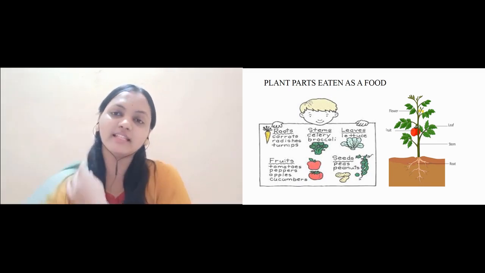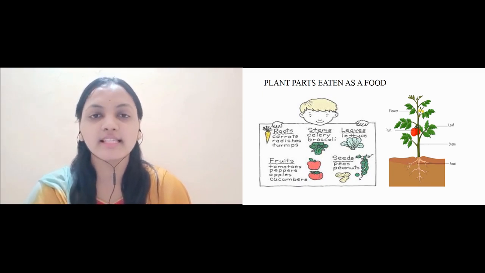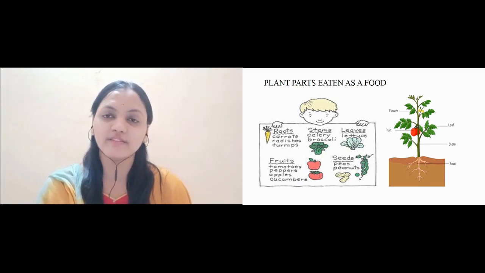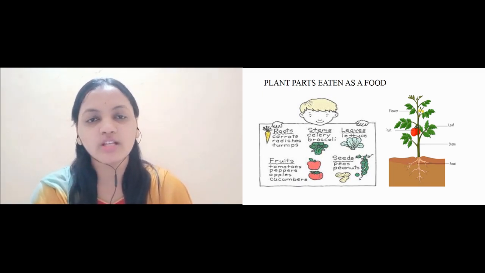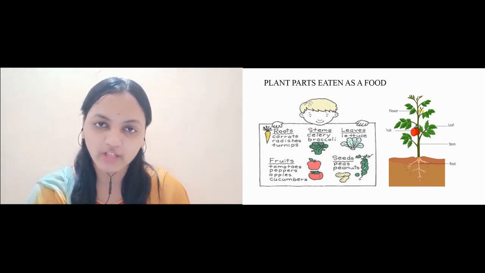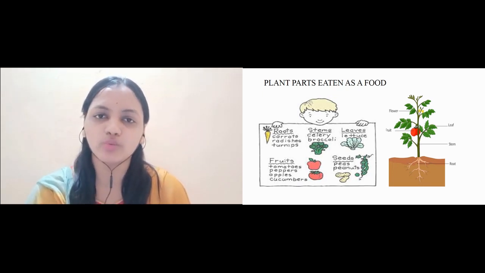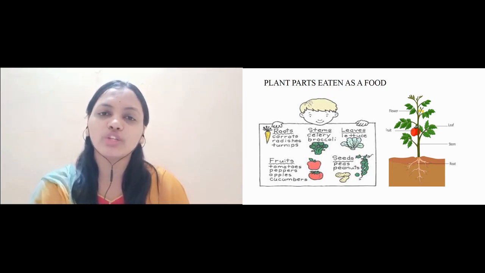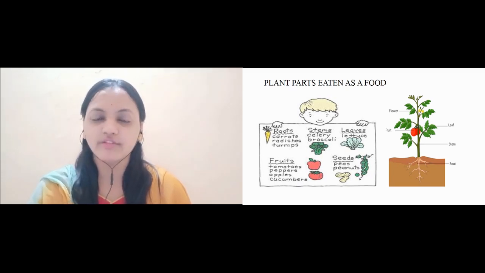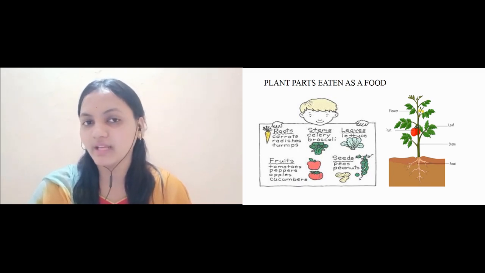The plant parts eaten as stem are celery and broccoli. Plant parts eaten as leaves are lettuce and spinach. The plant parts eaten as fruits may be tomato, pepper, apples, or cucumber. Okay children, so you have got an idea about which parts of the plant we take in our diet, isn't it? The last part which was remaining is seeds.